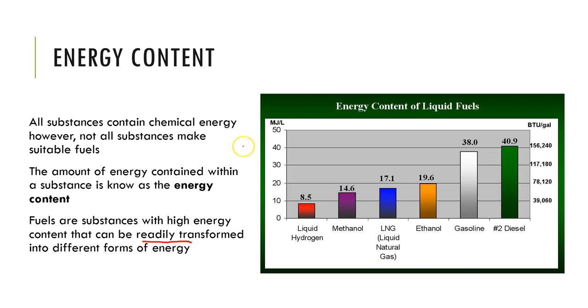If we look at this, we see the energy content of liquid fuels: hydrogen, methanol, natural gas, which is under pressure and turned into a liquid, ethanol, gasoline, and diesel. These are our fossil fuel-based petroleum diesels. Ethanol, which could be derived from bioethanol, we can see has about half the energy of these. So this is something to keep in mind when you weigh up the potential benefits or drawbacks of fuels.